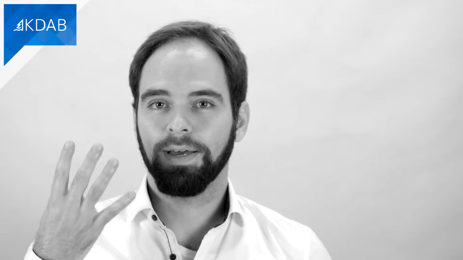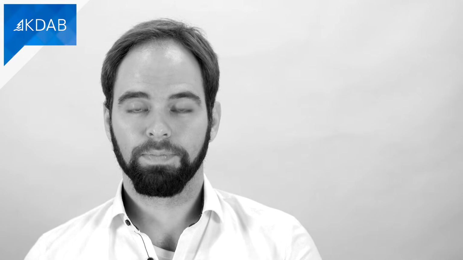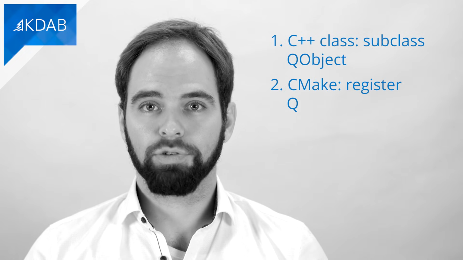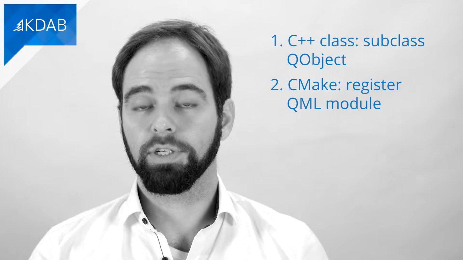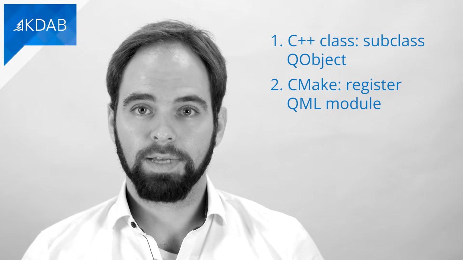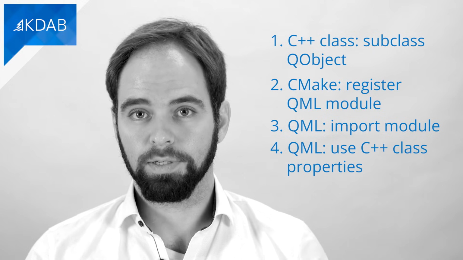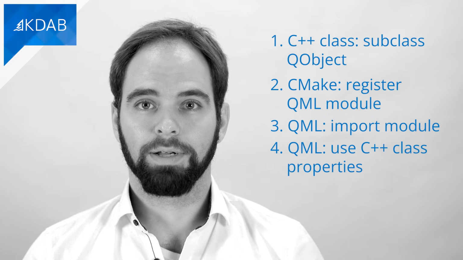Just to recap, there are 4 steps that you need to take in order to expose your C++ class to QML. The first is you need to subclass from QObject. The second, you need to create a QML module in CMake and you need to annotate your class. The third step is that you import the module in QML. And the fourth step, that you use the C++ class that you have now exposed to QML. And that's it. Of course, there is much more to QML project setups in Qt 6. Nonetheless, this video has hopefully given you a first glance at how modern QML projects in Qt 6 look like.